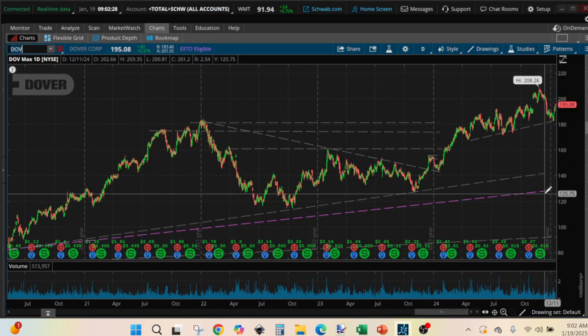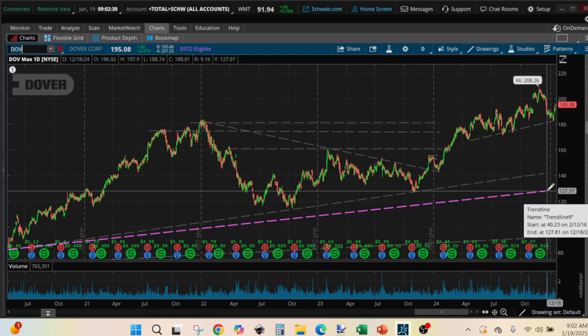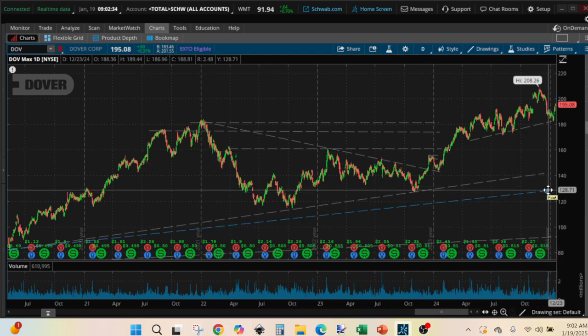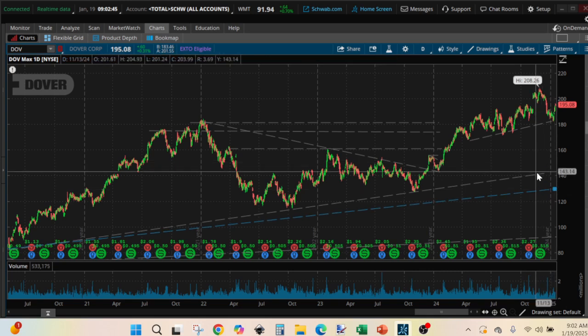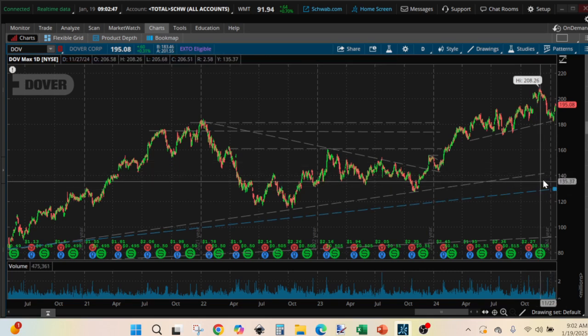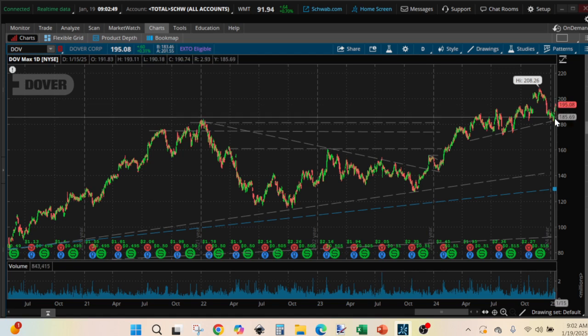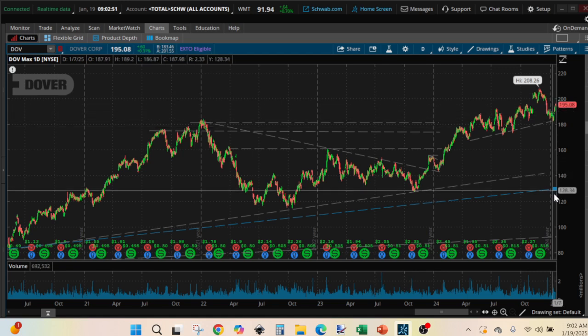DOV, we like to wait for it at this trend line. This trend line is close to another one that is right above it, therefore we'll prefer to go with this trend line rather than that one, because they are close to each other. But right now the stock is higher up, it's not ready to climb down yet.